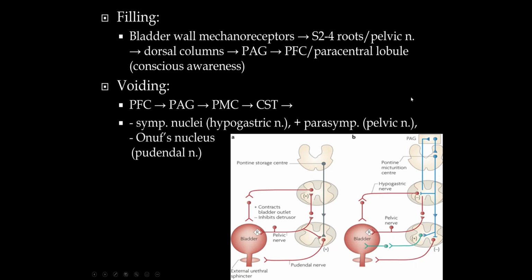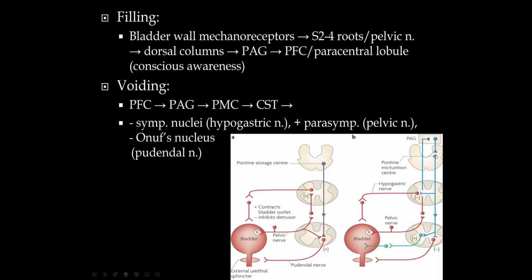Okay, and so what happens with voiding? Well, the paracentral lobule prefrontal cortex will activate the periaqueductal gray, which will then activate an area in the pons called the pontine micturition center. And this seems to be kind of the key switch then. And we can kind of imagine, well, what needs to happen then to empty the bladder? Well, we know that the sympathetics act against emptying the bladder. And so we need to inhibit the sympathetics right here.